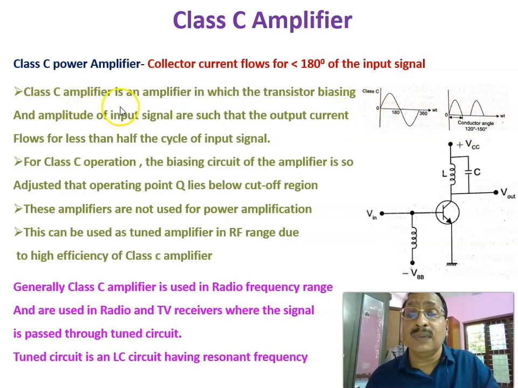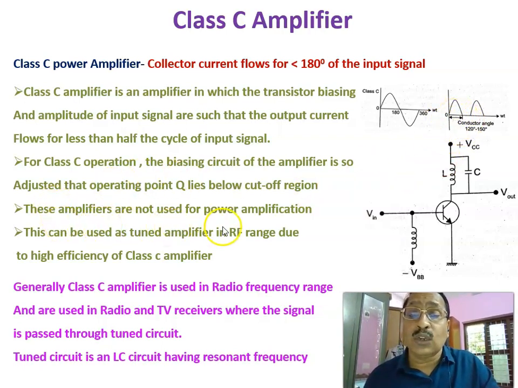Class C power amplifier is an amplifier in which the transistor biasing and amplitude of the input signals are such that the output current flows for less than half of the cycle of the input signal. That is, the collector current is flowing less than 180 degrees. Therefore, for class C operation, the biasing circuit of the amplifier is so adjusted that operating point Q lies below the cutoff region, because the conduction angle is less than 180 degrees.